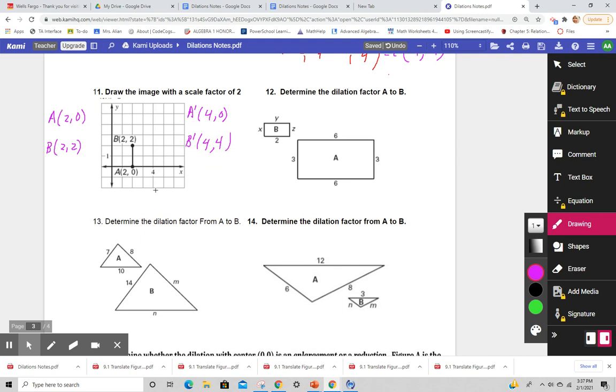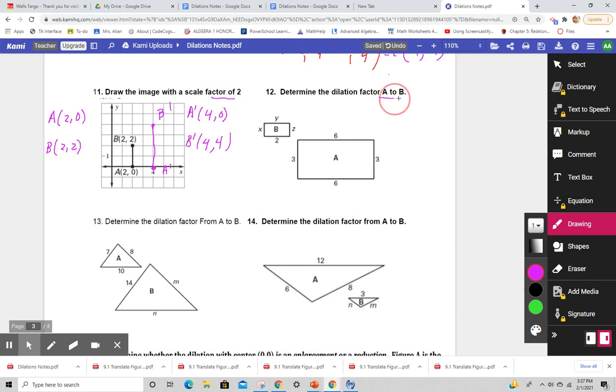And I would just draw that. So 4, 0 right here. This is A prime. And 4 up, 1, 2, 3, 4. This is B prime. And that's it. There's your dilation, which is an enlargement because it's a scale factor of 2.